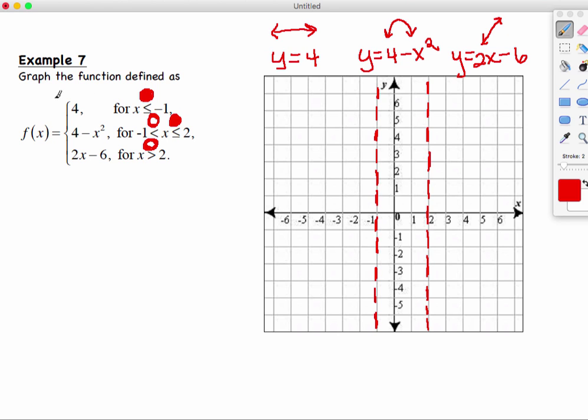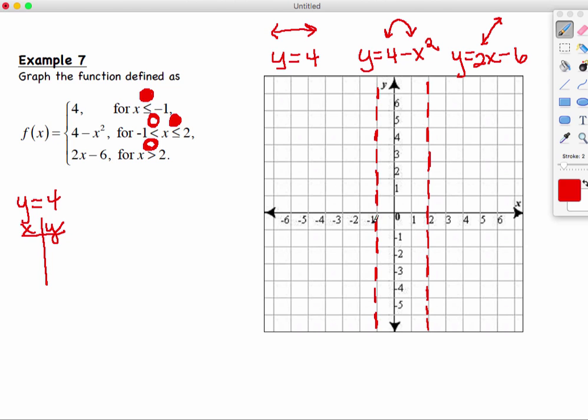All right, I'm going to use an XY table to graph these just because it is going to be quick for the example. I was going to do the graphing calculator, but it's just going to take a long time, and I'll probably put that at a later date. Okay, so y equals 4, you don't actually need an XY table for that, but I'm going to put one in anyway.